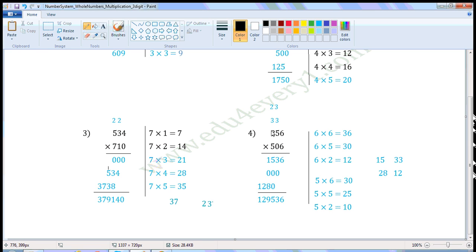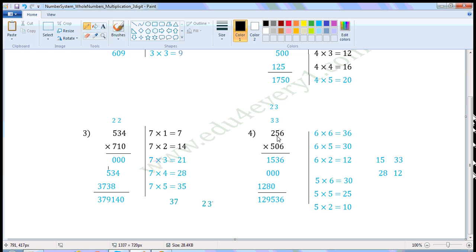Next one, 256 into 506. First we have to multiply 256 with 6, then with 0, then with 5. So first we have to multiply 6 with 6. Now 6 into 6 is 36. So take the 3 and write it as a carry over the next digit. Take the 6 and write it below 6 and 6.